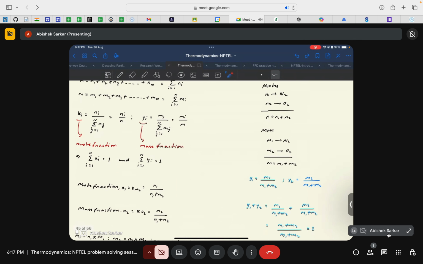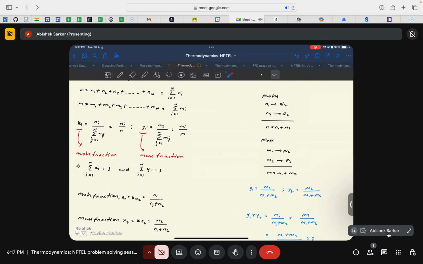So now coming back to the example of our air, we saw that air is comprised primarily of nitrogen and oxygen.